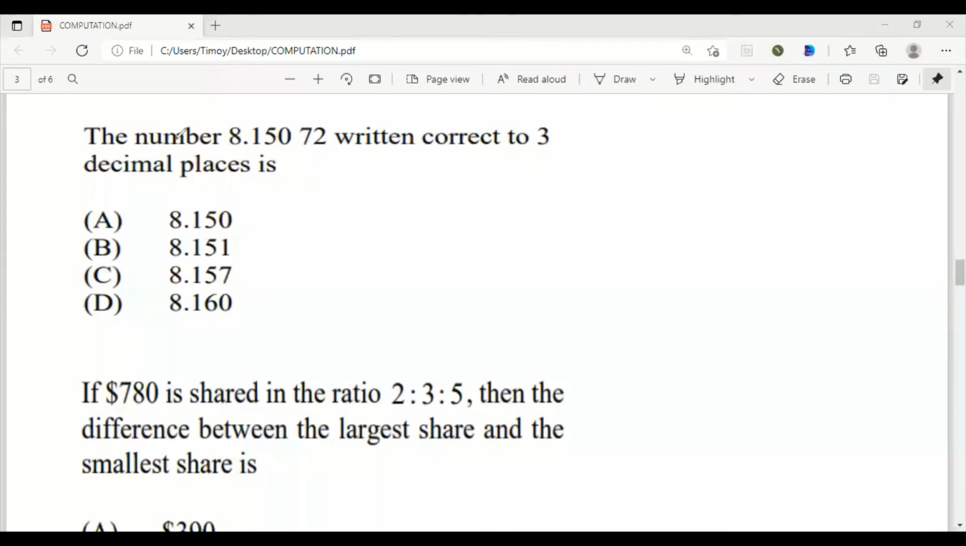The number 8.15072 written correctly to 3 decimal places is, now we want 3 decimal places, so we need to count. This is 1, 2, 3. But because we want 3 decimal places, we have to look at the 4th decimal place, right? So we'll focus on this 7. Since this 7 is 5 or more, then the rule is we must increase the previous digit by 1. So what's 0 plus 1? That would just be 1. So our answer here is going to be 8.151. That would be B here.